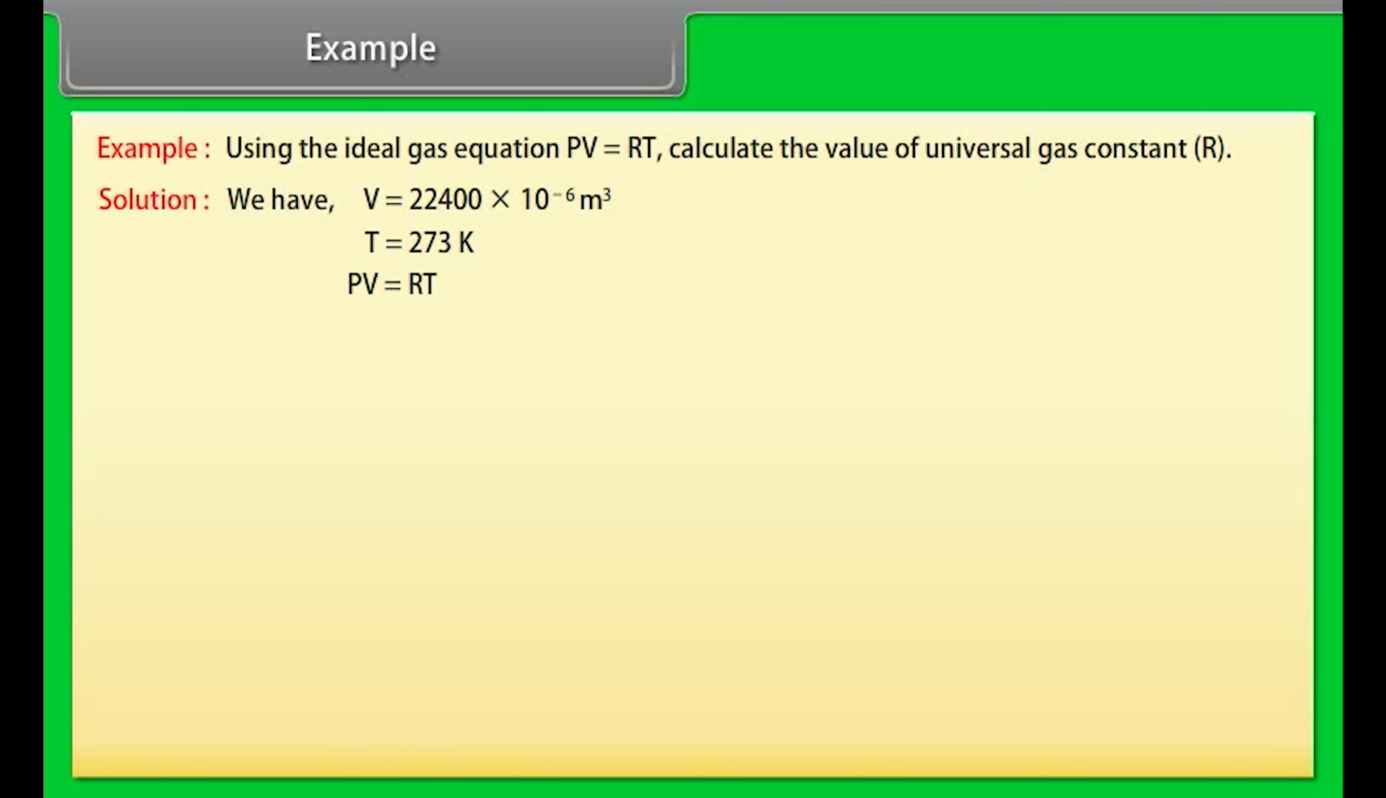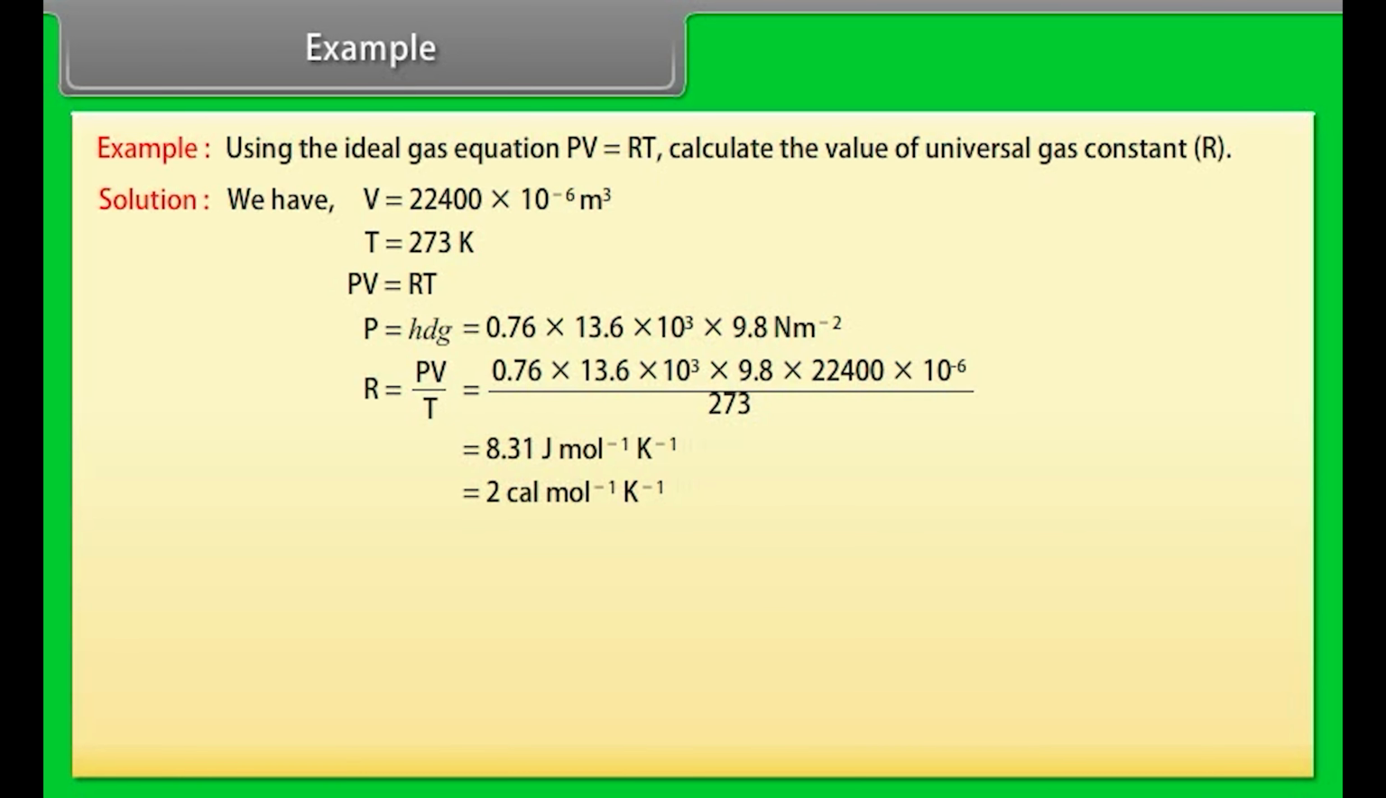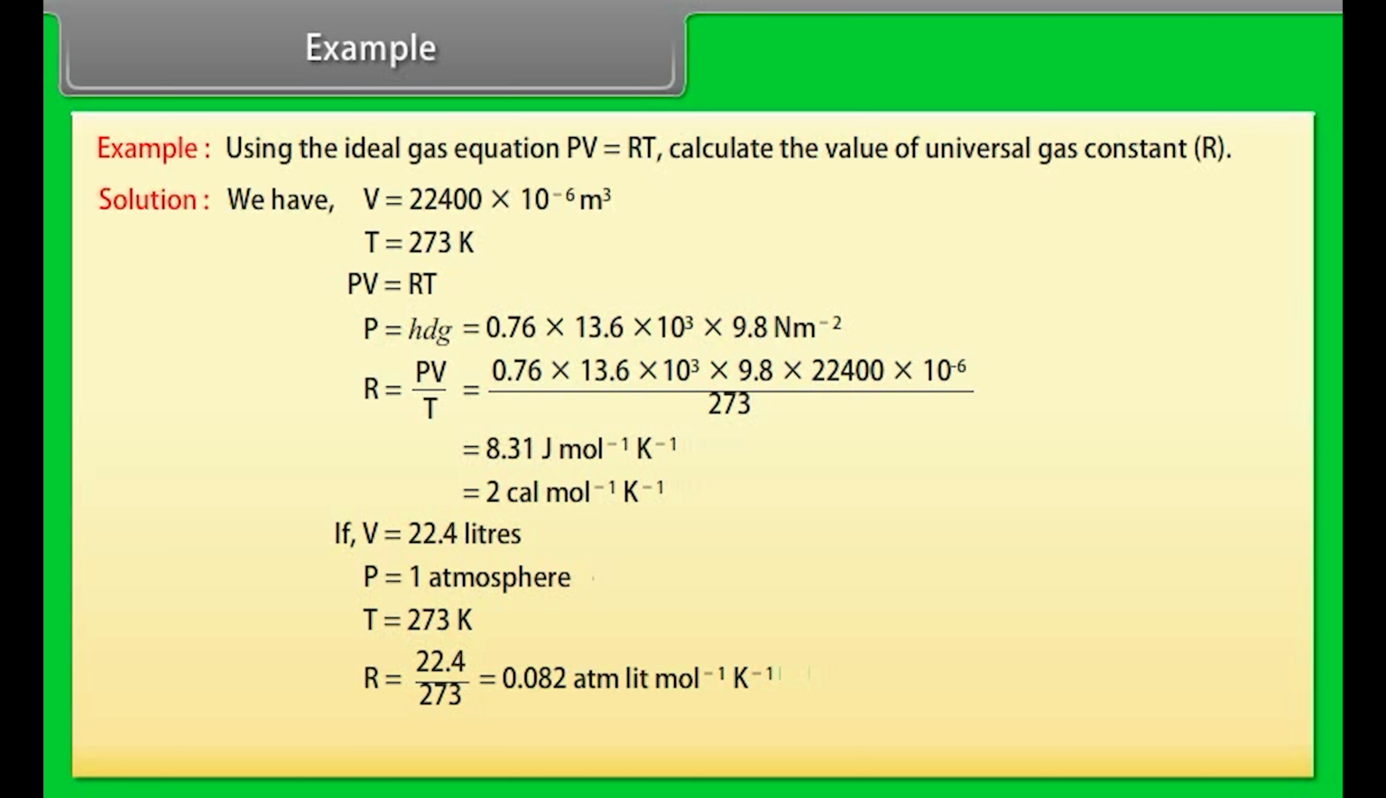PV = RT, P = hdg. Now, we calculate the value of R by putting the values. R = PV/T = 2 calorie per mole per Kelvin. If V = 22.4 liters, P = 1 atmosphere, T = 273 Kelvin, R = 0.082 atm liter per mole per Kelvin. Hence, the value of universal gas constant is 0.082 atm liter per mole per Kelvin.